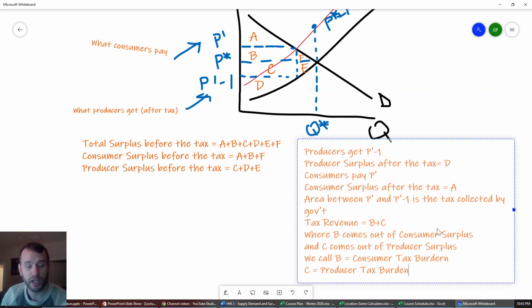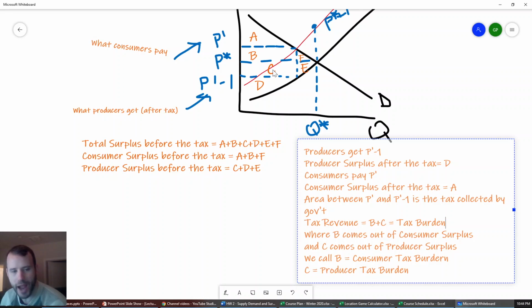Because it used to be part of consumer surplus. So why is B a burden? Because it used to be part of consumer surplus. Why is C a burden? Because it used to be part of producer surplus. So the total tax revenue, aka tax burden, is B plus C, where B was from consumers, so we call that the consumer tax burden. C was from producers, so we call that the producer tax burden. So the tax revenue is B plus C.